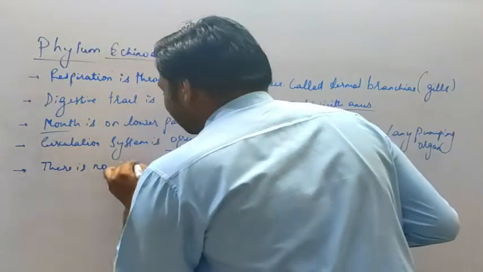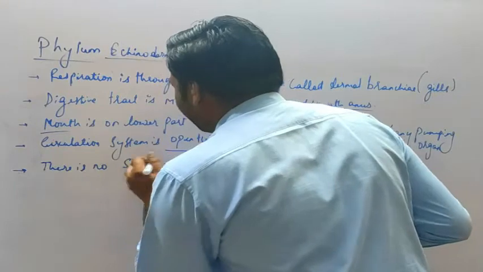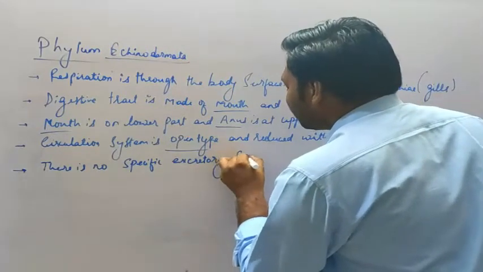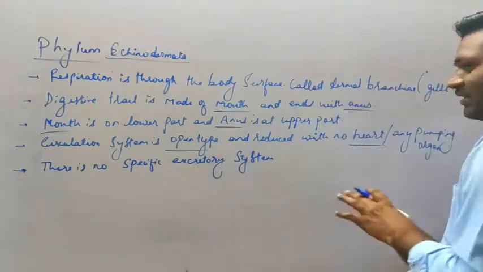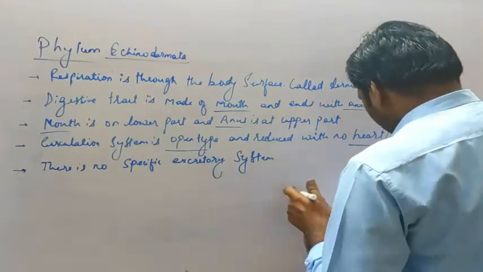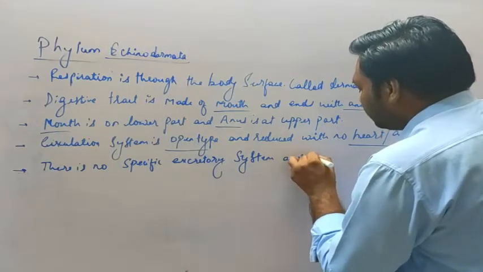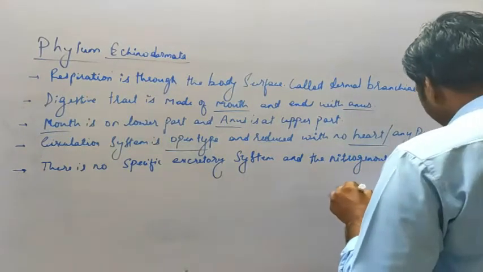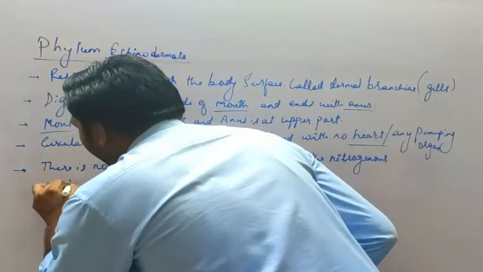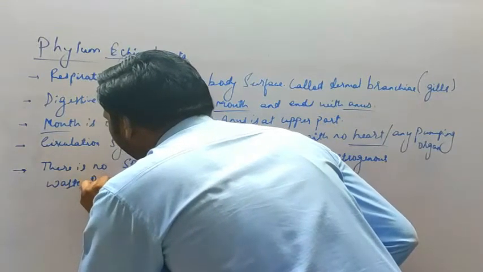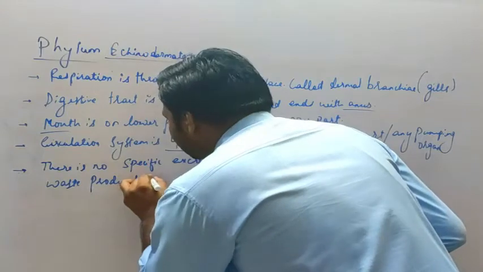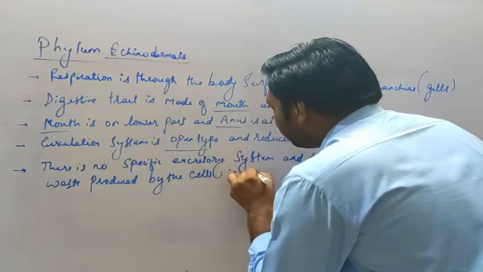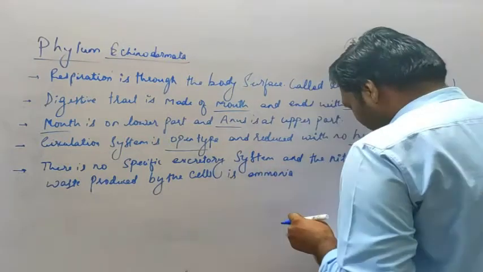The next point is, there is no specific excretory system. So these organisms do not have a specific excretory system, and the nitrogenous waste produced by the cells is ammonia.